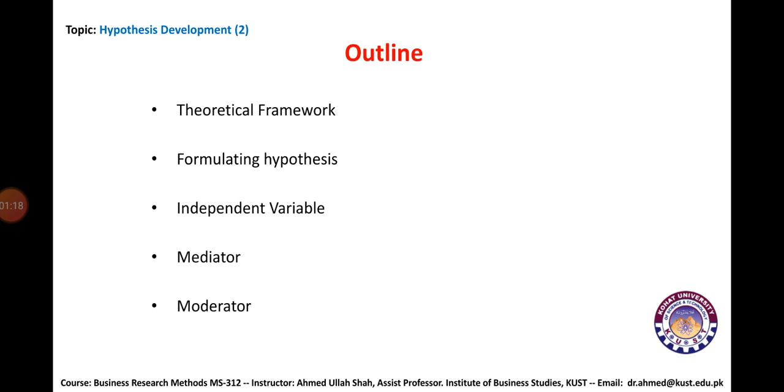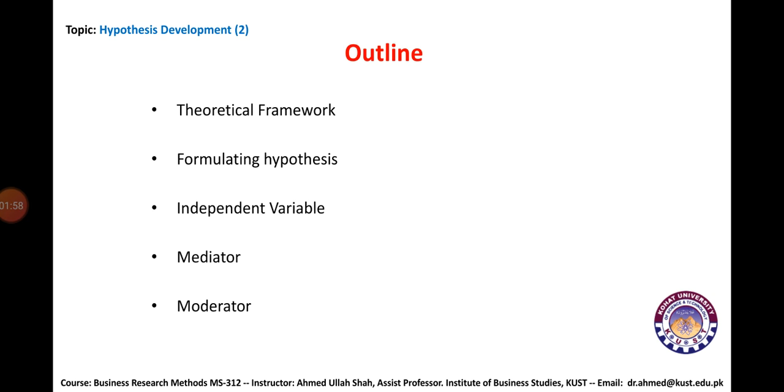But before we start our lecture, let us briefly discuss our previous lecture. In the previous lecture, we discussed different types of hypothesis development. We discussed directional hypothesis, which gave us a clue or direction regarding the relationship between our independent and dependent variable, while in contrast, a non-directional hypothesis does not give us any clue or direction between independent and dependent variables.